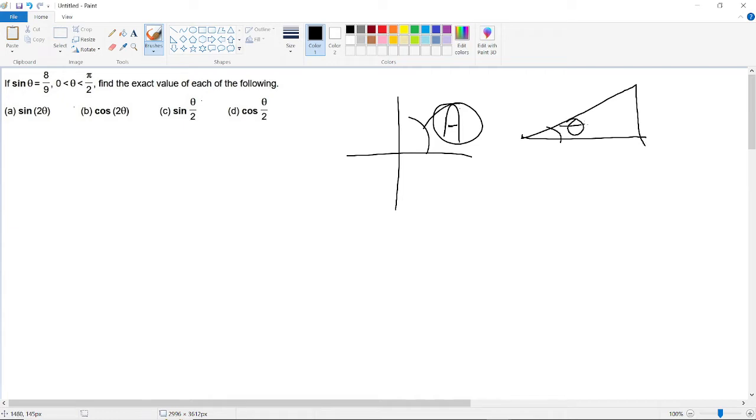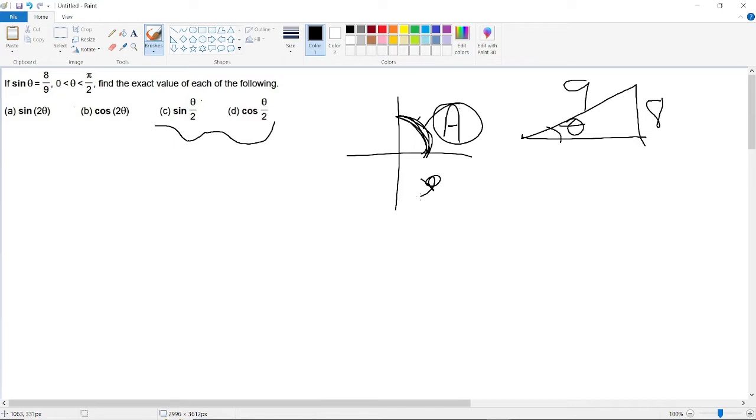theta is here, this is 8, this is 9, and we need to find that third side. We know we're in the first quadrant, so cosine will be positive. And then we have to figure out, will theta over 2 be in the first quadrant? Yes, because something divided by 2 does not go negative. So if the angle is 1 degree, let's do it in degrees, 1 degree divided by 2 is half a degree. It's still in the first quadrant.